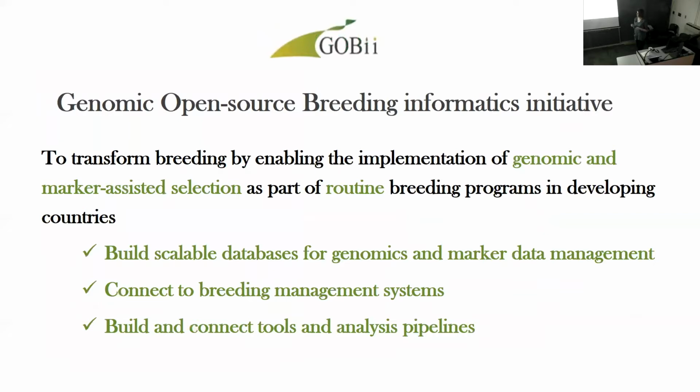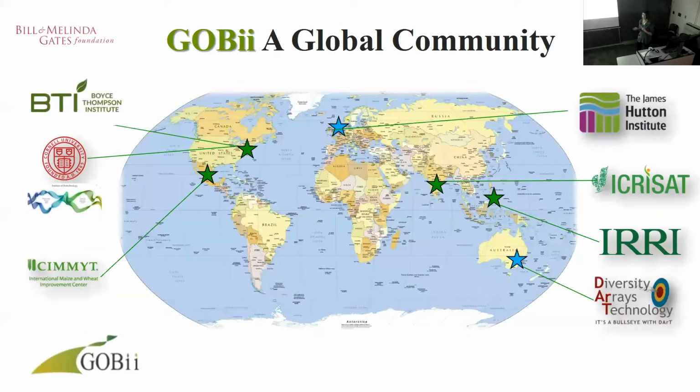And the goal of this project is to transform breeding by enabling the implementation of genomic and marker-assisted selection as part of routine breeding programs. And by routine, I mean all of those logistics that we were talking about in industry have to be able to come together to be able to implement genomic selection in this way. So our main goals were to build databases, to connect to breeding management systems, and to build and connect tools and analysis pipelines. And we're a global community.